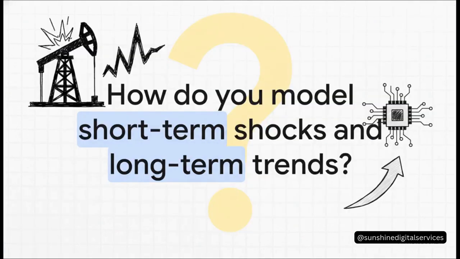But we all know the economy is way more complicated than that, right? You might have a sudden shock like an oil price spike that causes a short-term reaction, but you also have long-term trends like technological progress. So how on earth do you model both of those things at the same time?